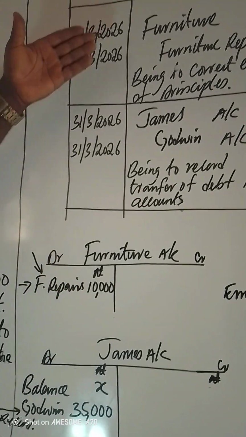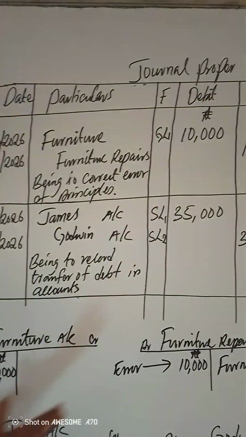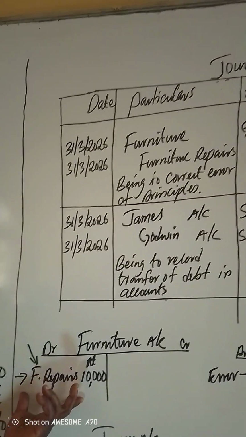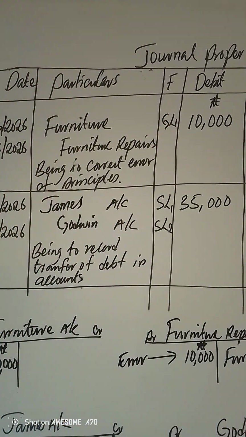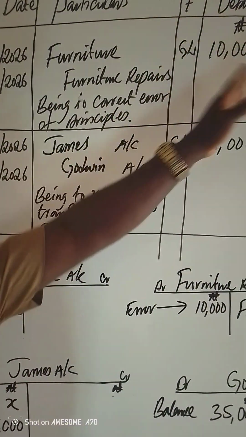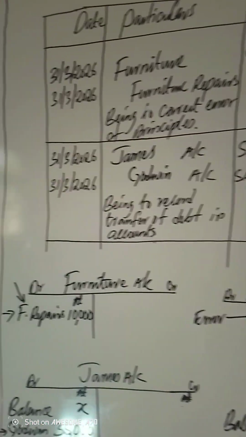And that is why, from the journal, furniture was debited with 10,000, based on the demonstration I've explained here. Furniture repair will be credited based on the removal that was in the account, and that's why furniture repair is credited, and the furniture account, which is a real account, is being debited. Let's go to the second one now quickly.